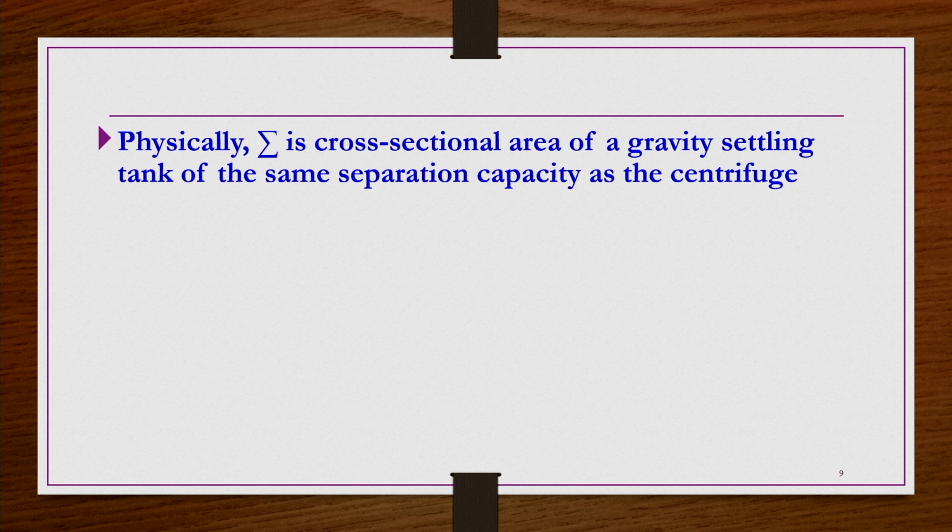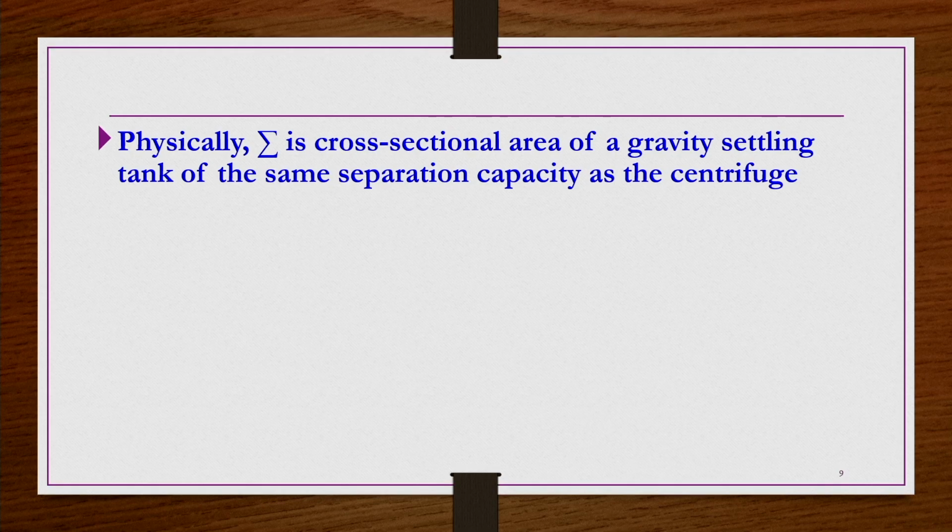If you do the separation in a centrifugal bowl, you can take a disc centrifuge of radius something like 0.5 meters, and then calculate the volumetric flow rate you have to provide. But if you wanted to do that separation in a gravity sedimentation tank, how much cross sectional area should you provide for the tank in which the particles settle by gravity? That cross sectional area of the sedimentation tank is nothing but the sigma value, which is very large in general, of the order of 10 power 3 to 10 power 5.